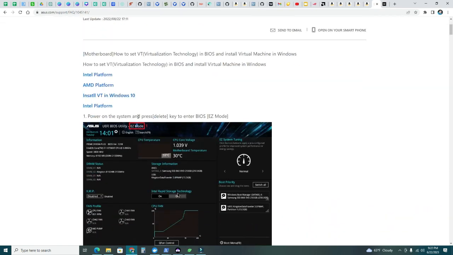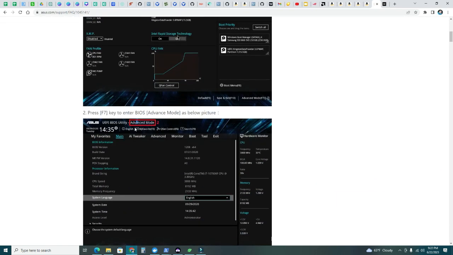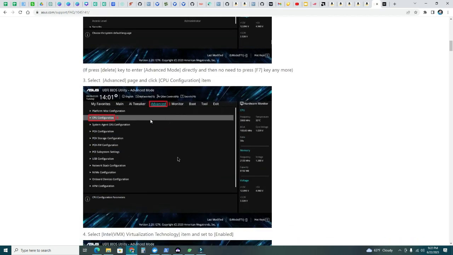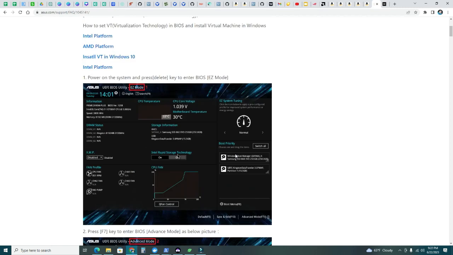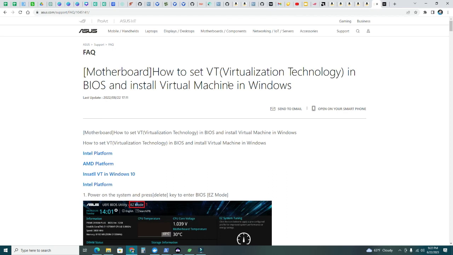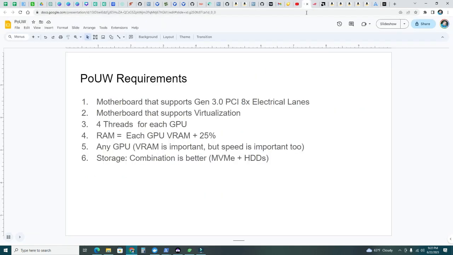And here it says power on the system. We've got to go to advanced mode, then CPU configuration, Intel virtualization enabled. So I'm going to have to ensure that that's enabled, and you're going to have to ensure that virtualization is supported in your BIOS, in your motherboard, and is turned on. So that's one. All right, let's go back.